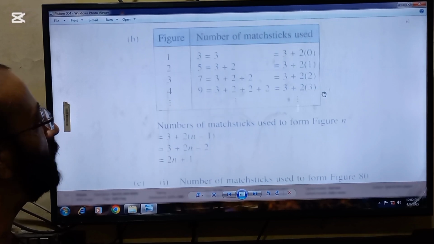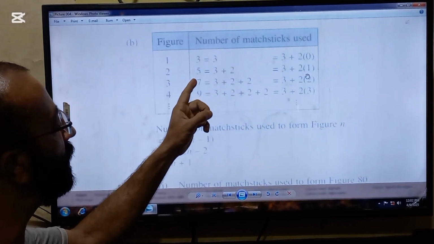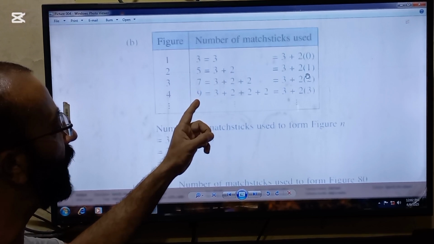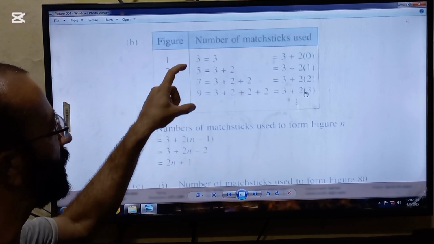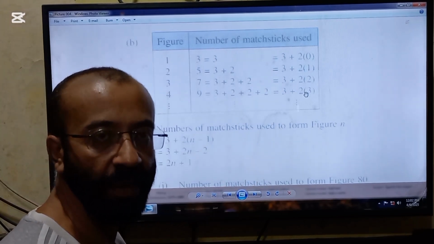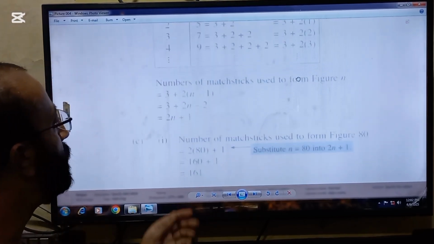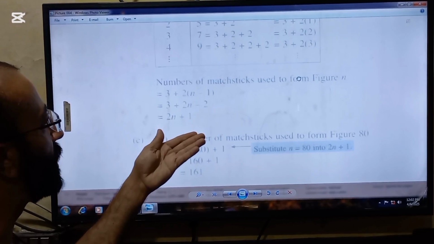find the nth term. So in the first figure the matchsticks used are 3, in the next 5, in the next 7, in the next 9. So if you look at the number sequence, the difference is the same. So use the same formula, that is a + (n - 1)d. You will get the nth term 2n + 1.